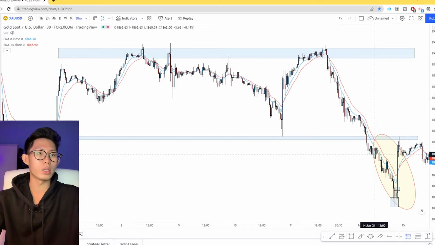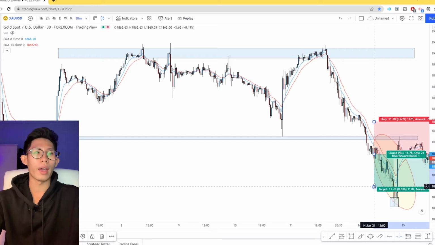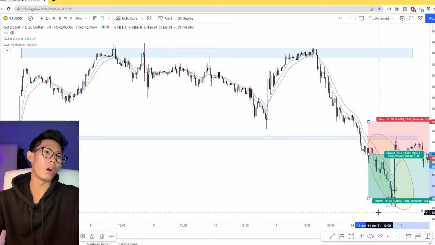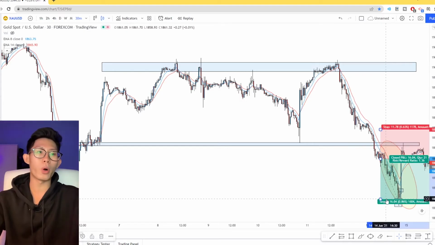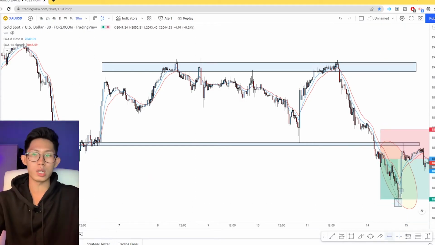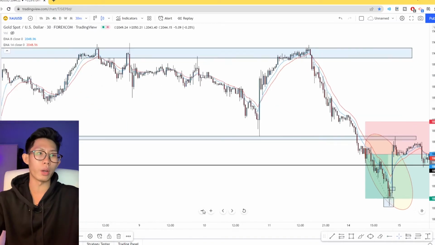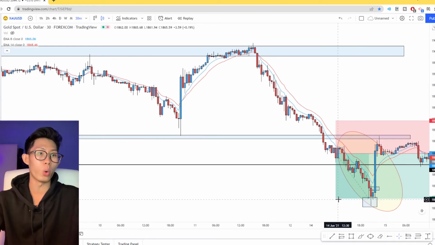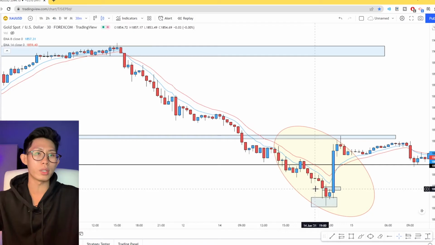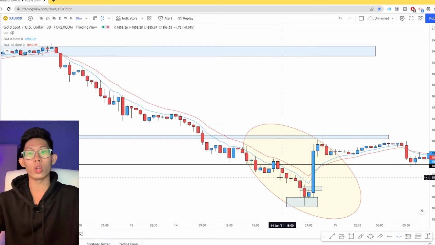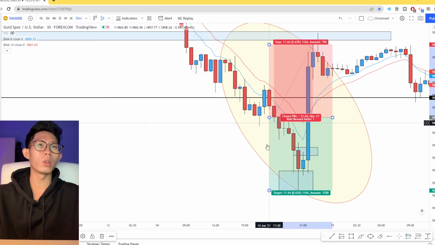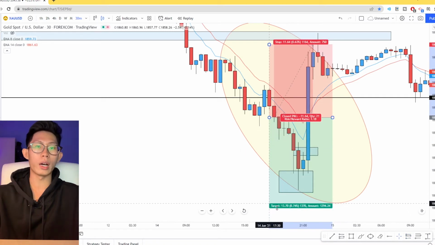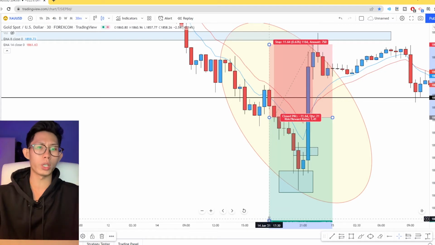I continued selling around this area here and just kept on selling all the way down around this area here. At this point, price had broken the previous low, which is right around this area, and I thought that price was going to go lower. So even right around this area here, I was still selling. Maybe I entered somewhere around here, and my take profit was all the way down to the next support area, which was pretty low.